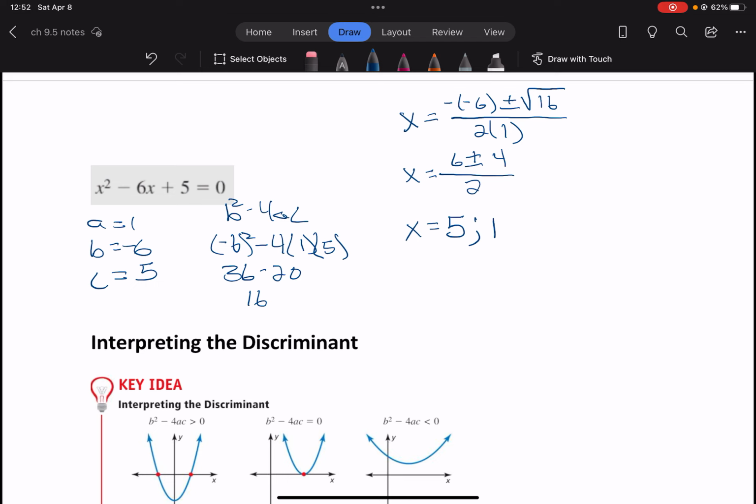So you can do that. Again, once you get to this part here at the top, we can literally just use the calculator twice, one for the positive, one for the negative. And you can go ahead and do that, as long as that's a perfect square.